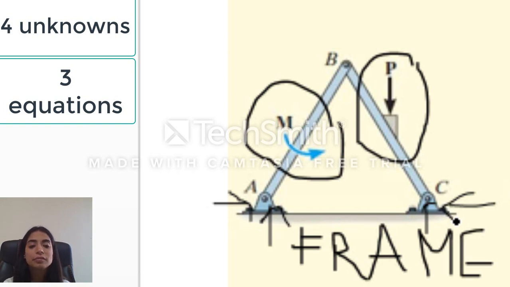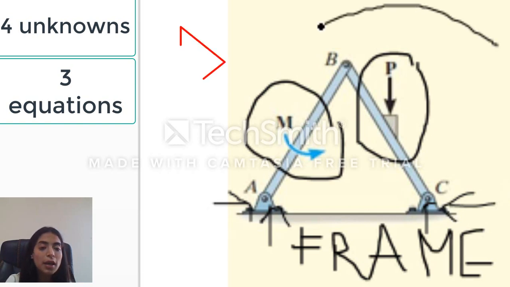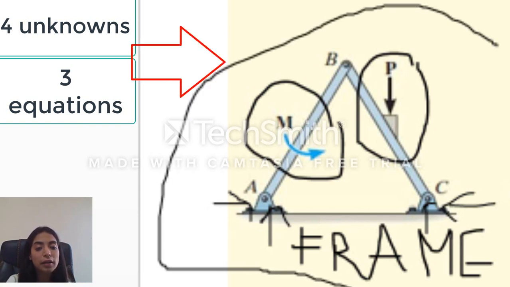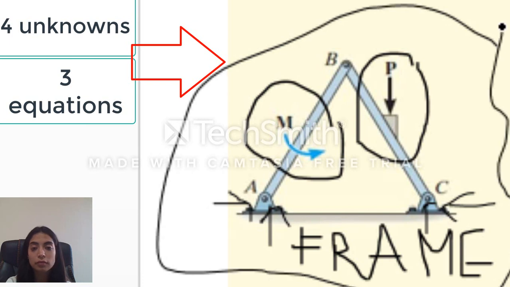Basically, guys, I have 4 unknowns if I take this whole frame as my free body diagram. So if I take this whole frame as my free body diagram, I will have 4 unknowns with 3 equations. And this could not be solved. So what should I do?